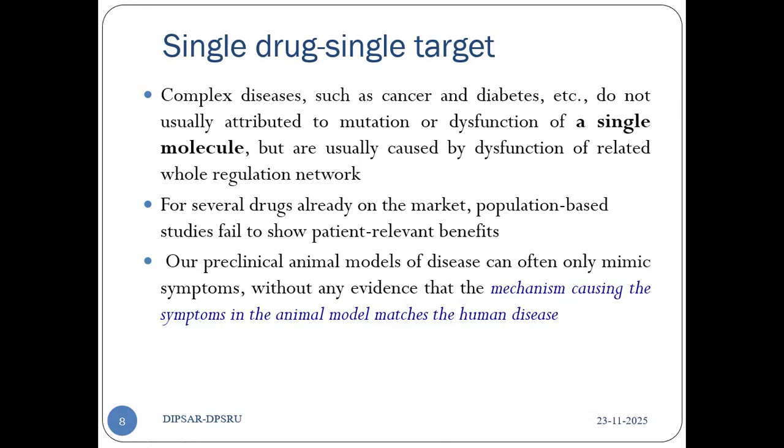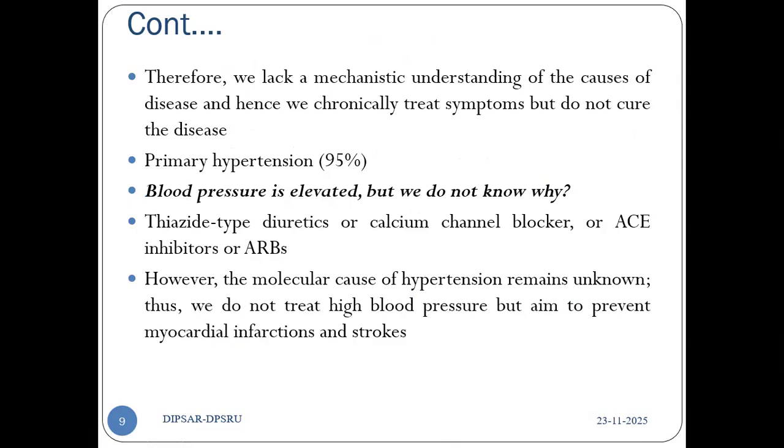One of the answers is that in most diseases we don't know the etiology, the exact reason for the disease. For example, in hypertension, particularly primary hypertension, 95% of cases are primary hypertension and the remaining 5% are secondary hypertension. Primary hypertension means we don't know the exact reason for the hypertension. So when we don't know the exact reason, can we have drugs which cure the disease? No, because we don't know the exact etiology.